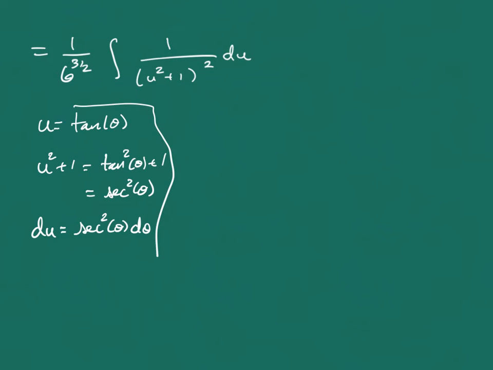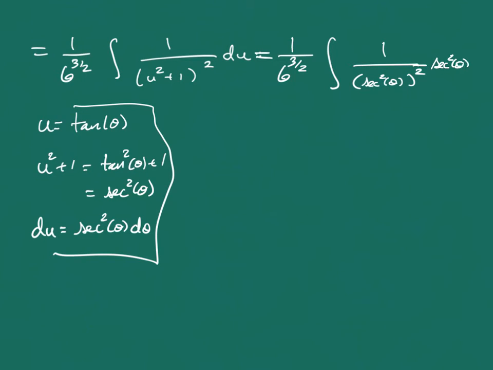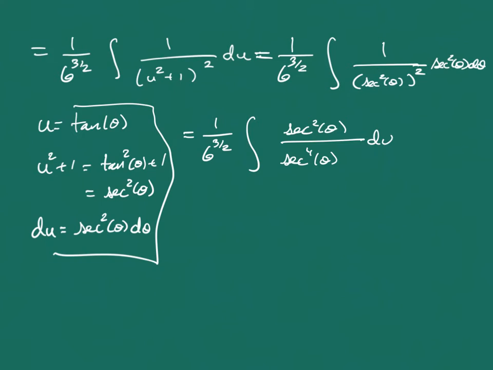And so our integral then becomes a 1 over 6 to the 3 halves integral of 1 over u squared plus 1 becomes a secant squared, and then for my du, it becomes likewise a secant squared theta d theta. And so what I end up integrating at that point, I get a 1 over 6 to the 3 halves integral of my secant squared of theta on top, secant to the 4th of theta on the bottom, d theta.